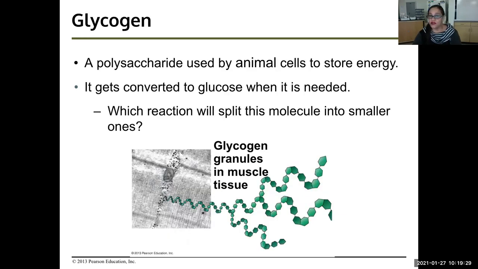Glycogen is a polysaccharide used by animal cells to store energy. It gets converted to glucose when it's needed. And out of the two reactions, which reaction will split this molecule into smaller ones? We went over dehydration synthesis and hydrolysis. Which one splits the molecules? You guys can answer me or you can think about it, but it'll be a question later for you.